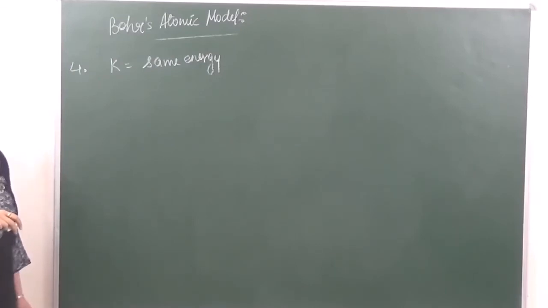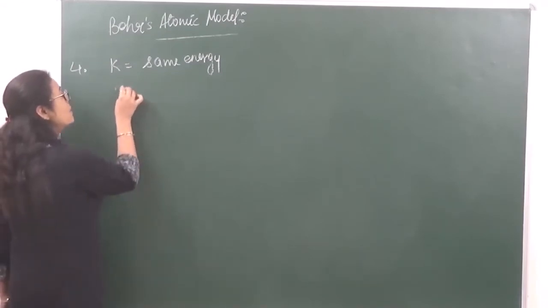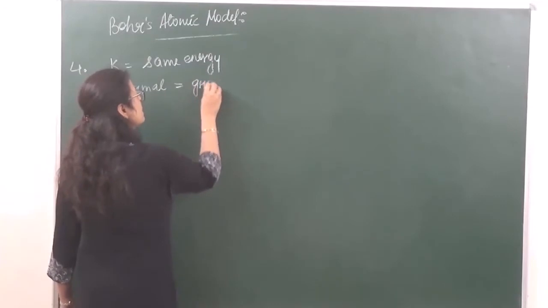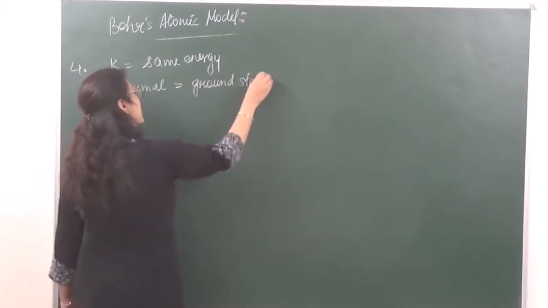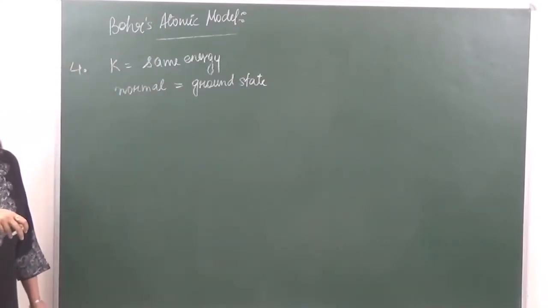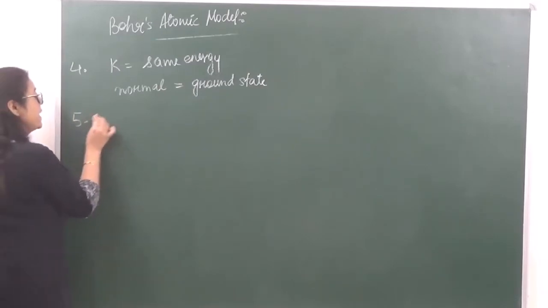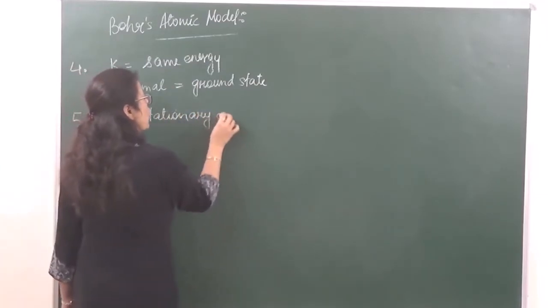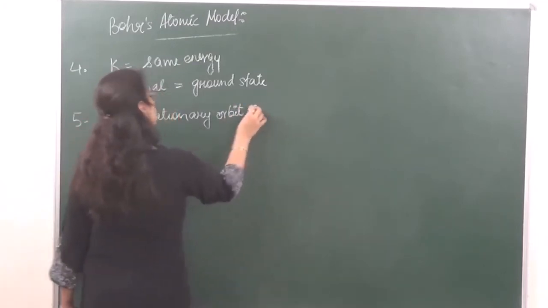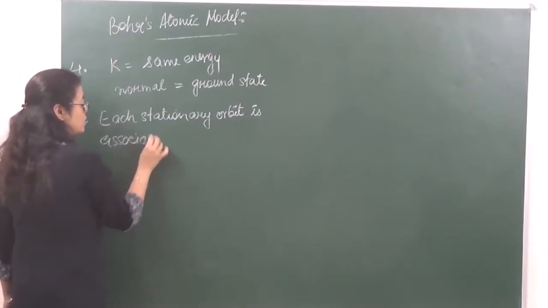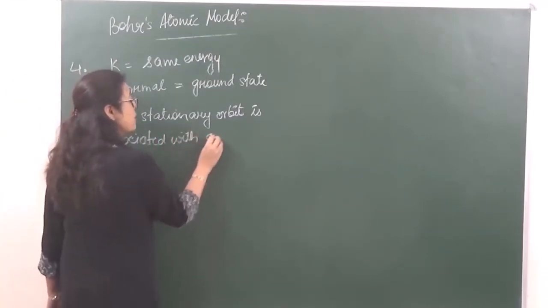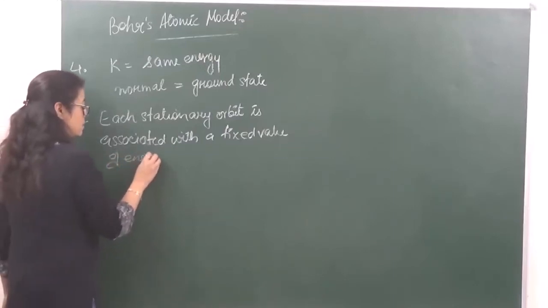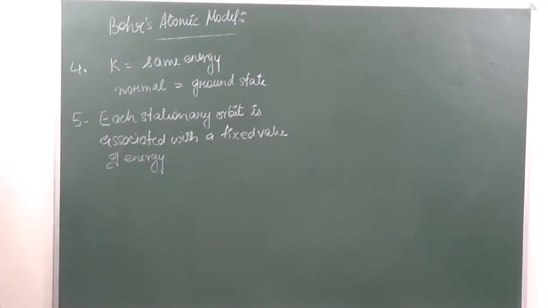So it has the same energy, as a result of which when the electron is at the normal state, that is known as the ground state of that particular atom. So we are saying that each stationary orbit is associated with a fixed value of energy.